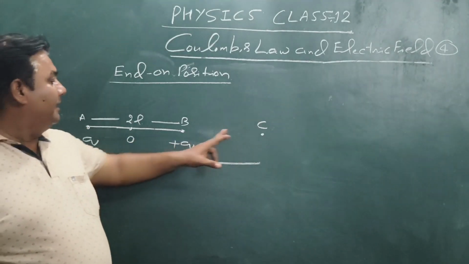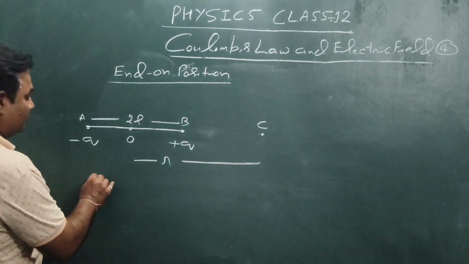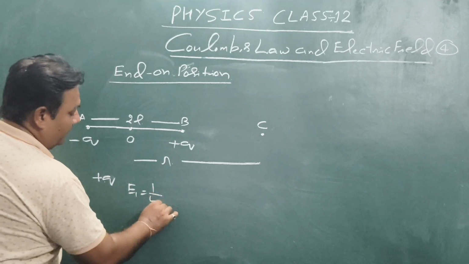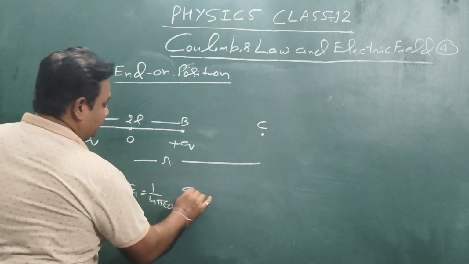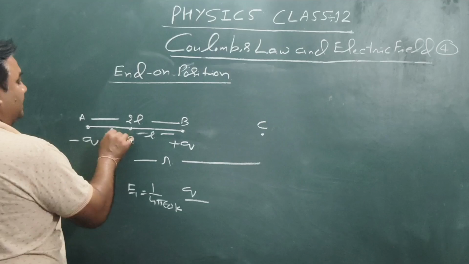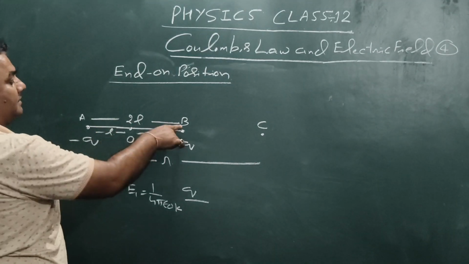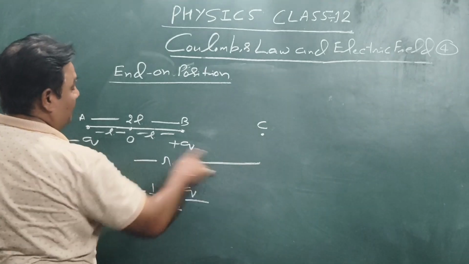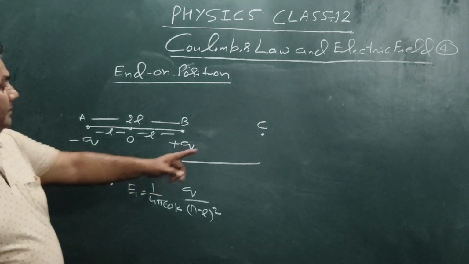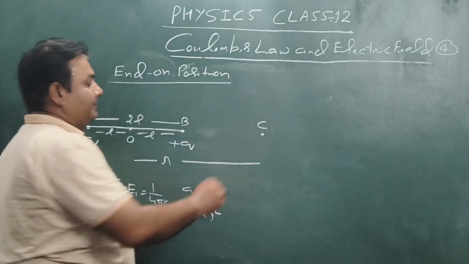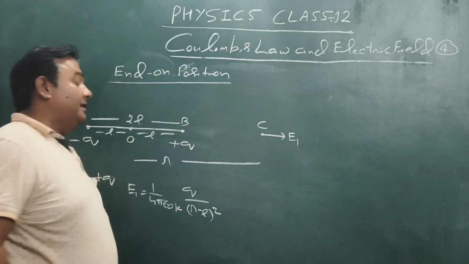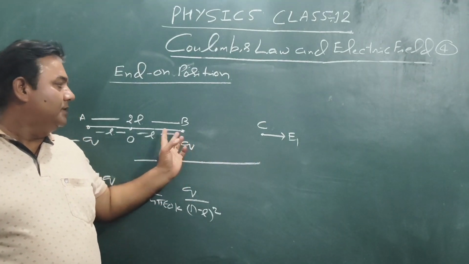First we find the intensity at this point due to plus q charge. The intensity E1 is equal to 1 upon 4 pi epsilon naught K, q upon this distance R minus L, the whole square. This is L because O is the middle point and the distance between the charges is 2L. This is the intensity of electric field at this point due to this charge, and the direction is away from the charge, because the intensity of electric field at any point due to plus q charge is away from the charge.